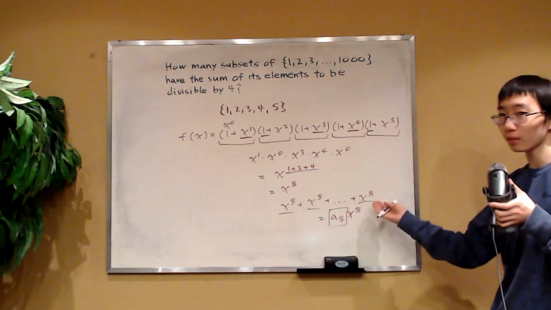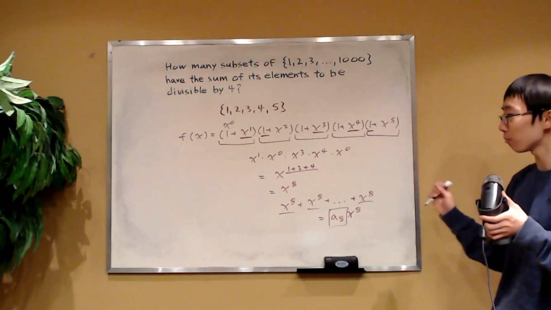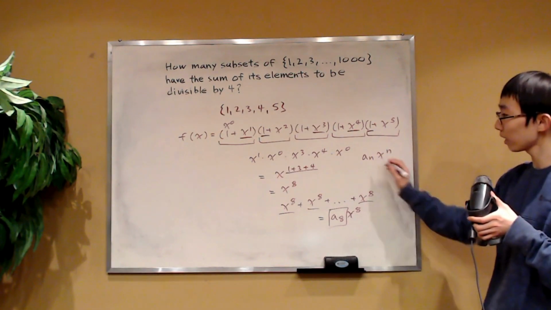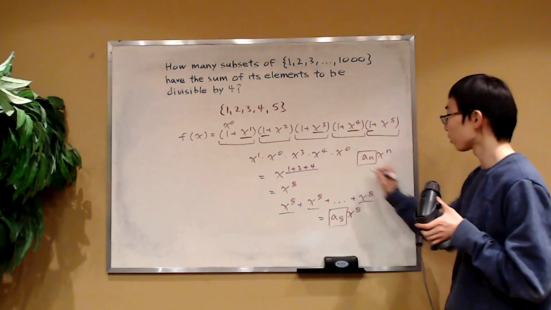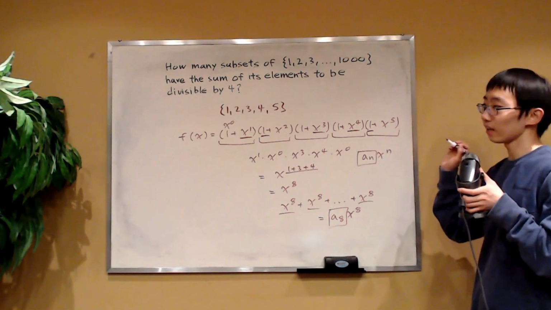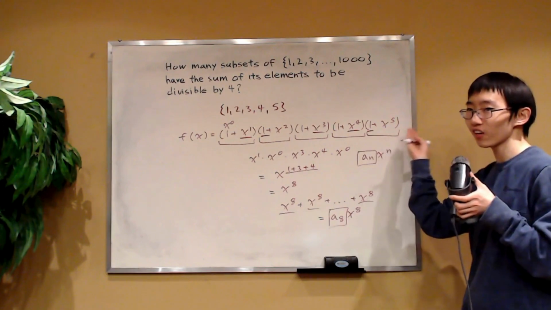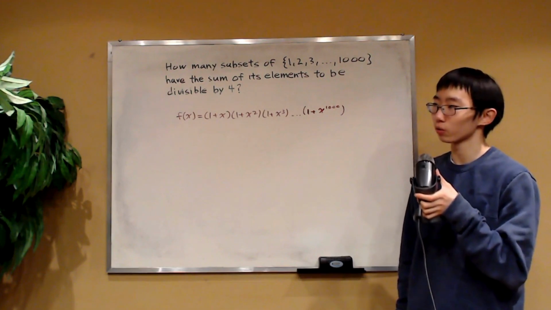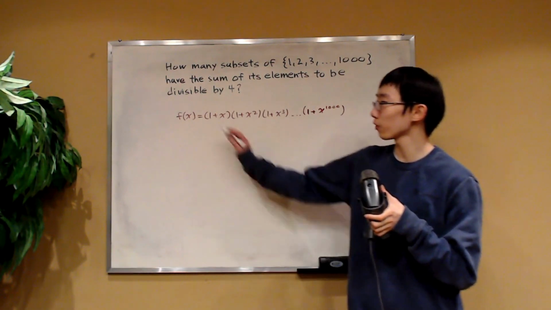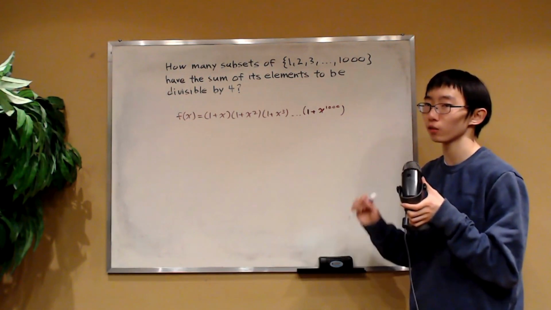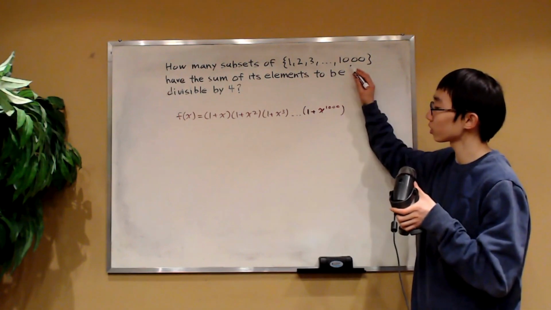And this is the same story for literally every single other number. If you have the coefficient of x to the n, say a_n, then this a_n tells you how many ways there are to get a sum of n. And that's the meaning of this generating function. Okay, now that I've explained the generating function, we can similarly say that this function f of x will model the sum of the elements of any subset of this set.